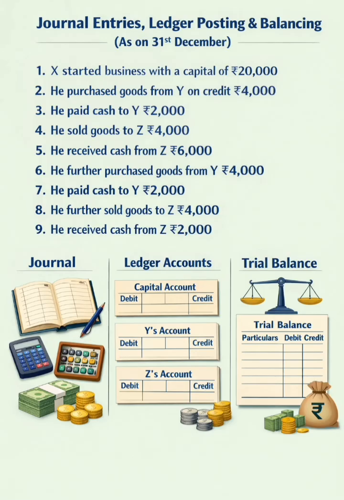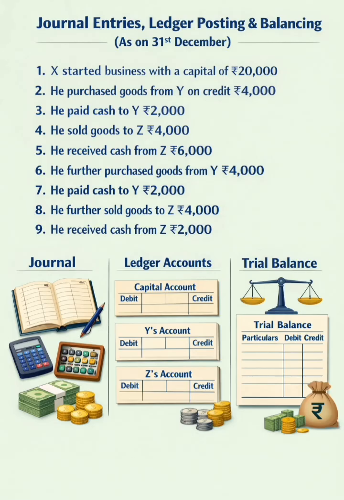So let's study the process of posting through this example. Journalize the following transactions, post them in the ledger and balance the accounts. 1. On 31st December, X started business with a capital of 20,000 rupees. 2. He purchased goods from Y on credit 4,000 rupees. 3. He paid cash to Y 2,000 rupees.